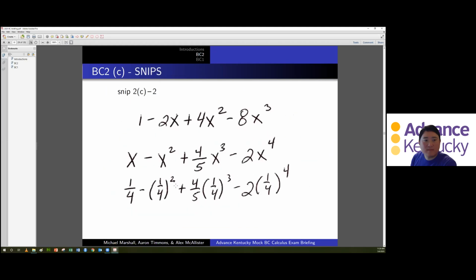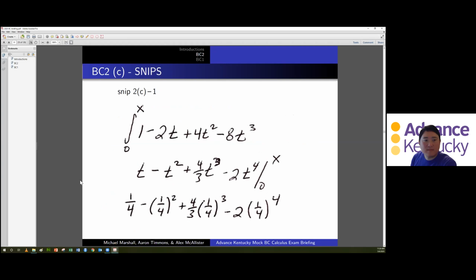Oops. Let's see. Page up. Snip 1. Yeah. There we go. So we'll take about 15 seconds for you all to take a look at it, and then we'll throw the poll up. All right. Poll's up.